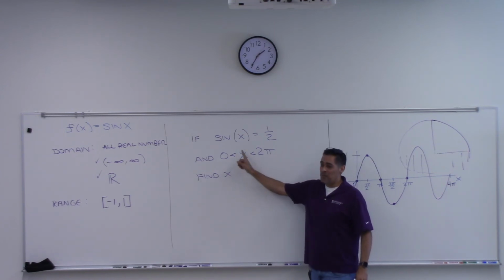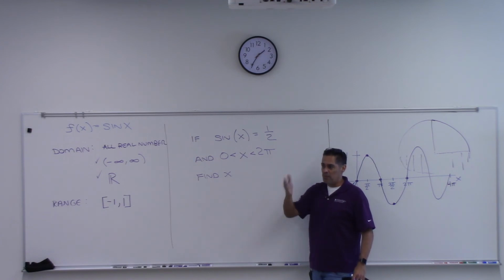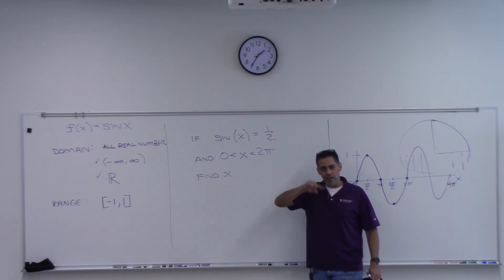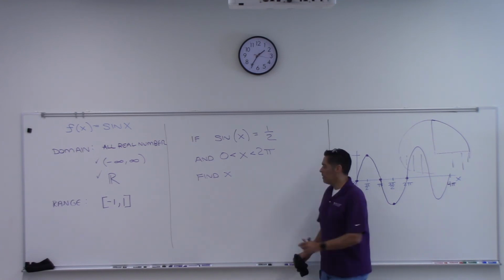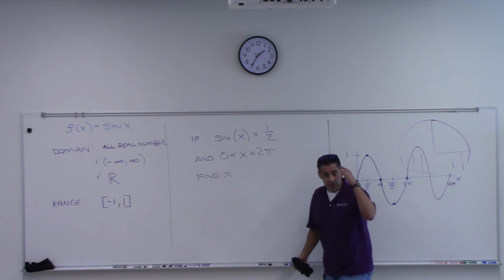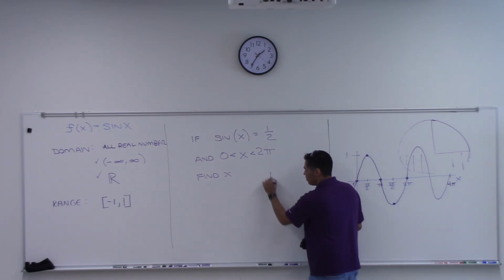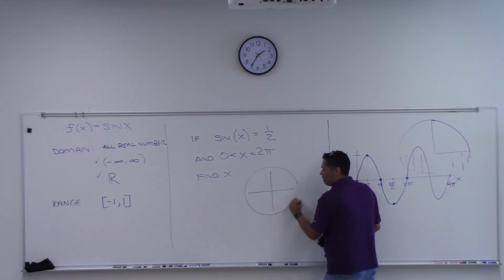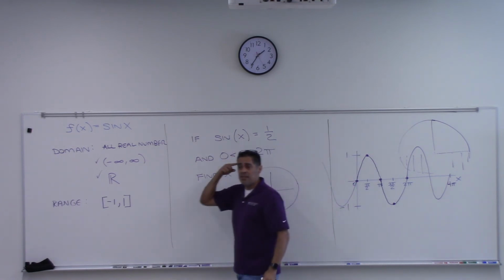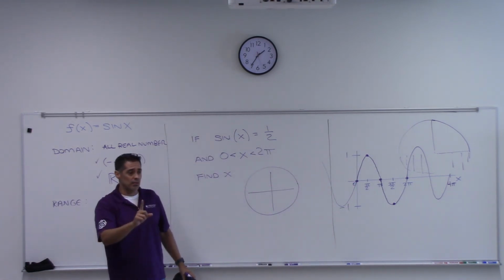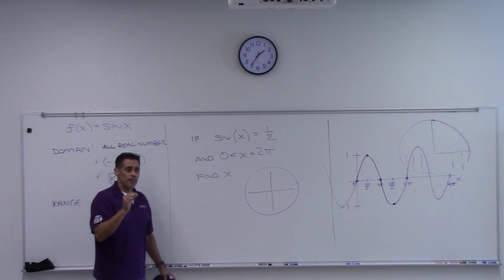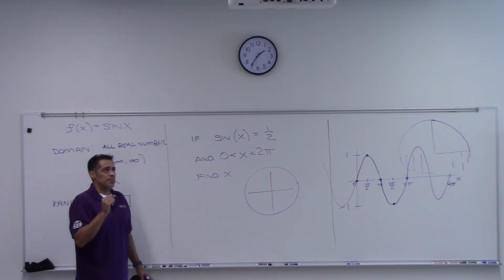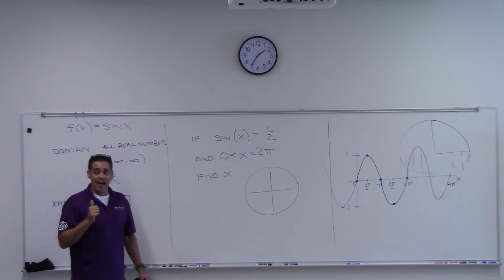And the angle is between 0 and 2 pi, which means it's positive, so you're only allowed to look in the first rotation. Do you have an idea where that is? 30 degrees. Yeah, so this is where I'd start visualizing my unit circle. This is asking me to figure out at what angle, or angles, there could be more than one answer, at what angle or angles is my y coordinate on the unit circle 1/2.